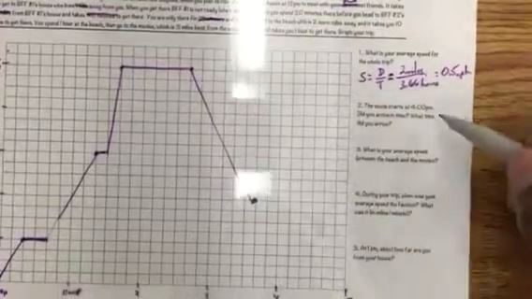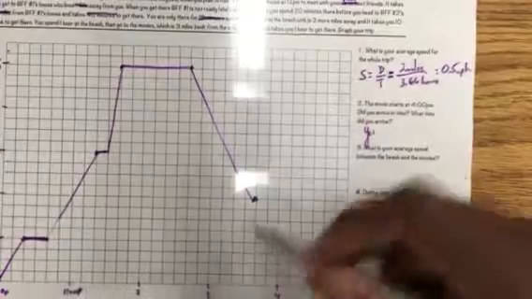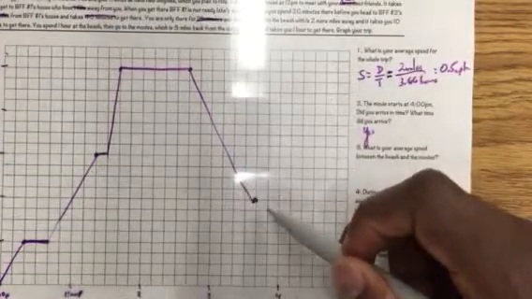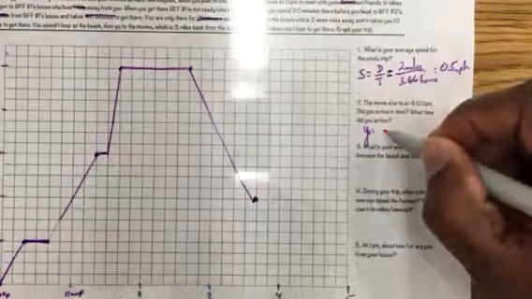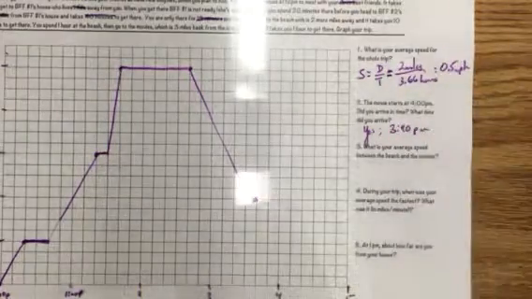Now, it says the movie starts at 4 p.m. The first thing says, did you arrive in time? Okay, the answer is yes, because we saw before that we got there at 3:40. We were there 20 minutes early. And then it says, what time did you arrive? We got there at 3:40 p.m.